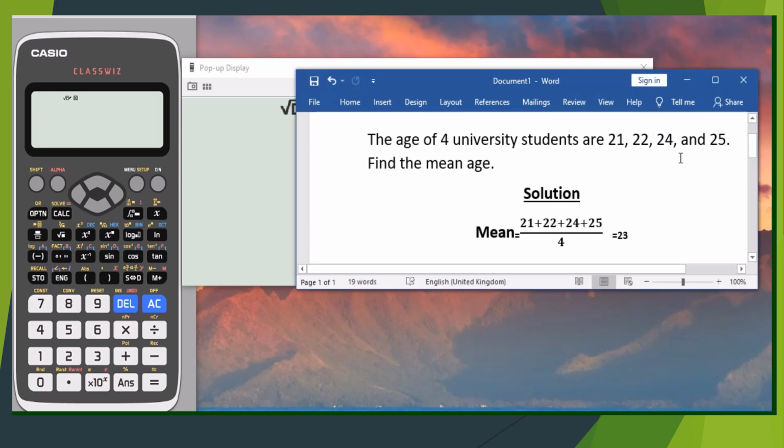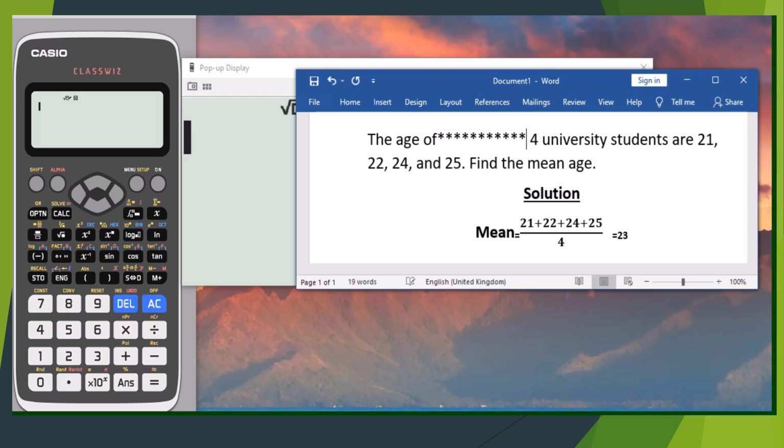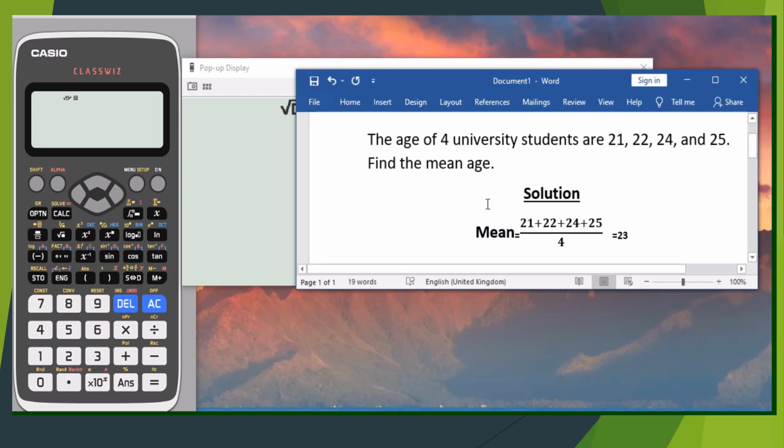The ages of 4 university students are 21, 22, 24 and 25. Find the mean age. And we know that it's the summation of x over n. So this is how it is: 21 plus 22 plus 24 plus 25, all over the number of students. And the number of students is what? 4. So our n over here is 4.